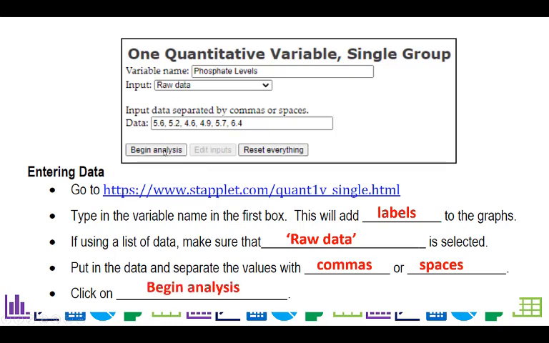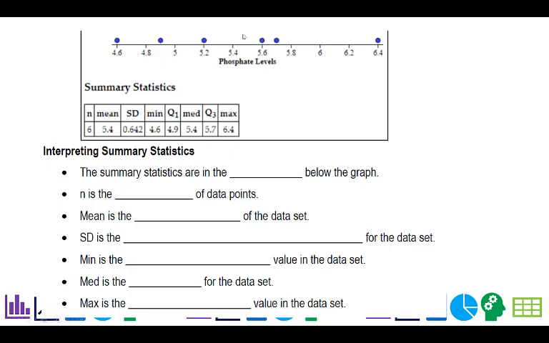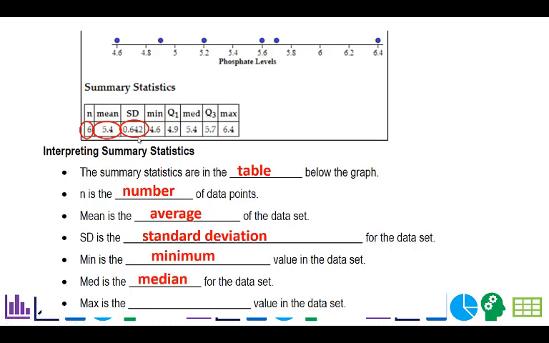So what it'll generate is it'll typically generate a dot plot, but what we're really interested in here is the summary statistics, and those are in the table below the graph. N is just the number of data points that you entered. The mean is the average of all those data points, and there's the standard deviation, which we just learned about. And the min is the minimum value, median is the median value, and max is the maximum value of the data set.